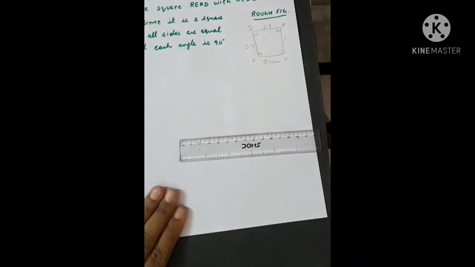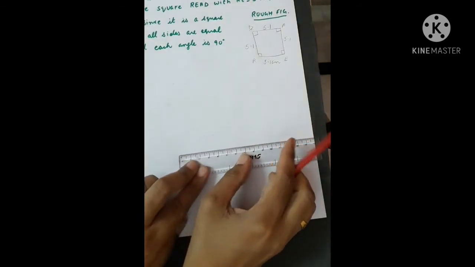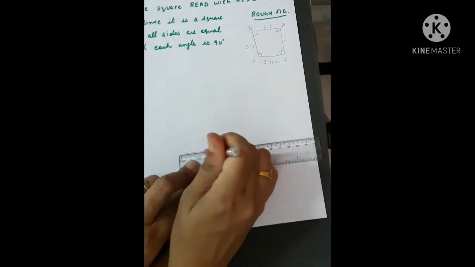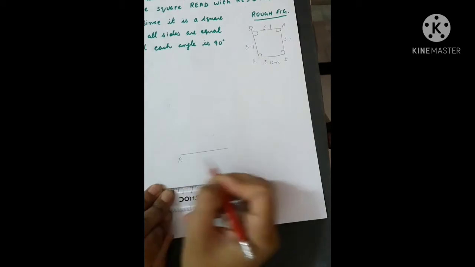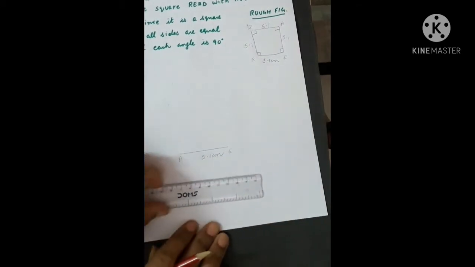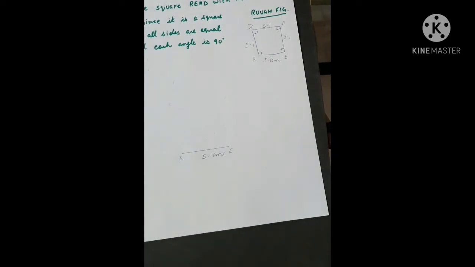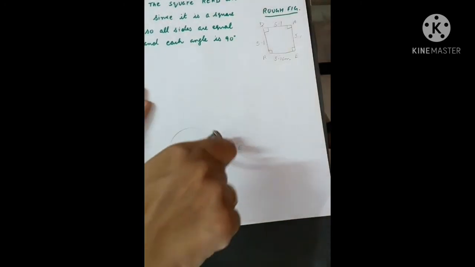First I will construct the baseline 5.1 centimeter. Now here all four angles are given, but I think two angles will solve my purpose. No need to construct all four angles. See, first I will draw the line RE of 5.1 centimeter. Now at R, I will construct an angle of 90 degree with the help of compass.